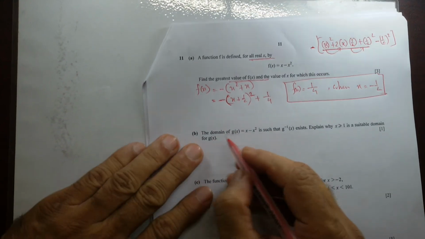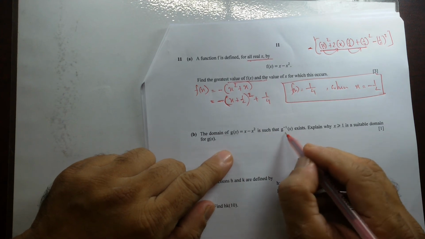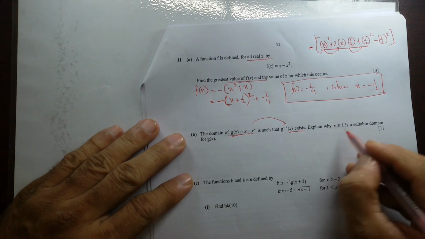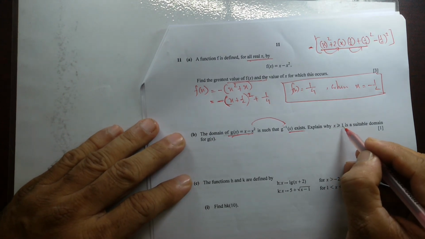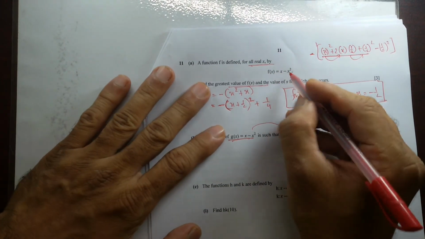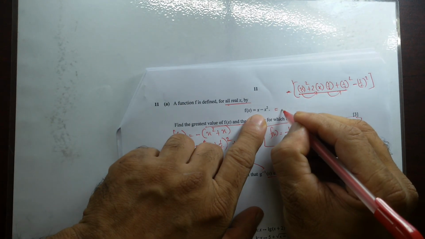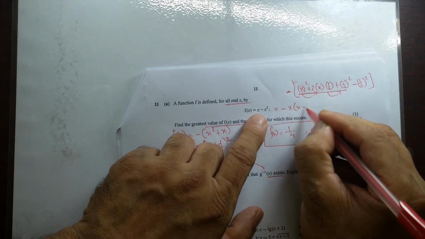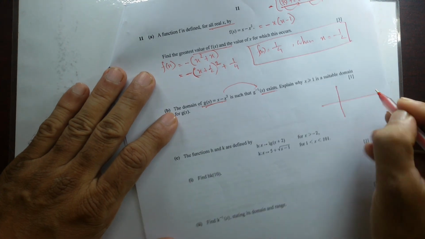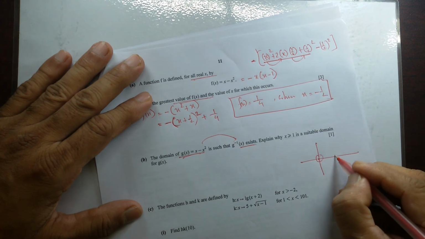Now it says the domain of g of x equals x minus x squared is such that this one has an inverse. Inverse exists. Explain why x is greater than or equal to 1 is a suitable domain. First, if I don't want to do this completing the square, if I take minus x common, it's going to be x minus 1. The reason I'm doing this, I can get two roots, x equals 0 and x equals 1.